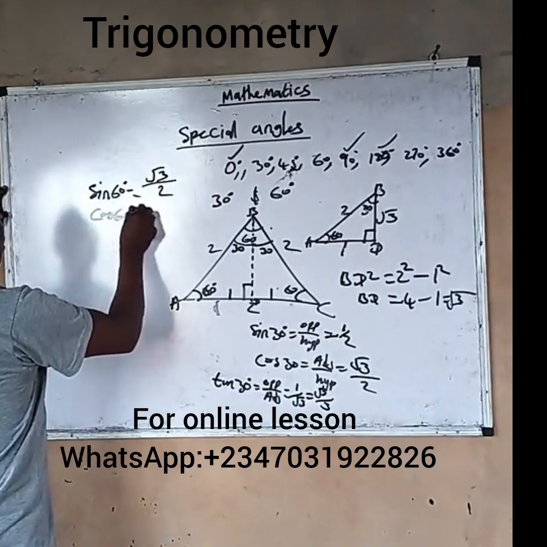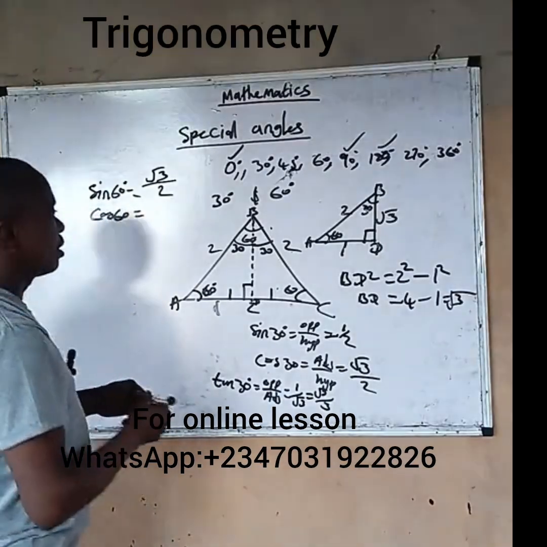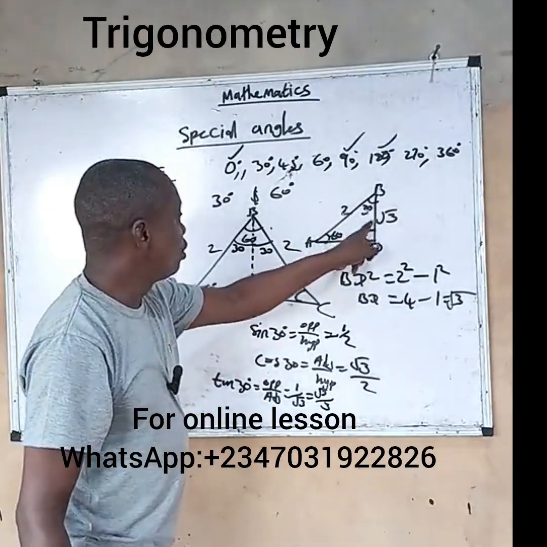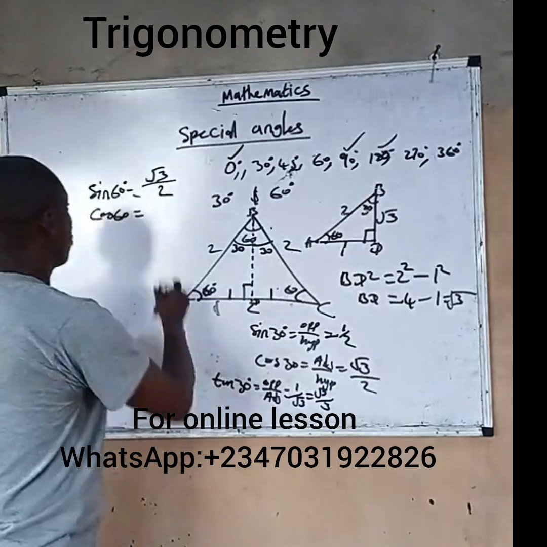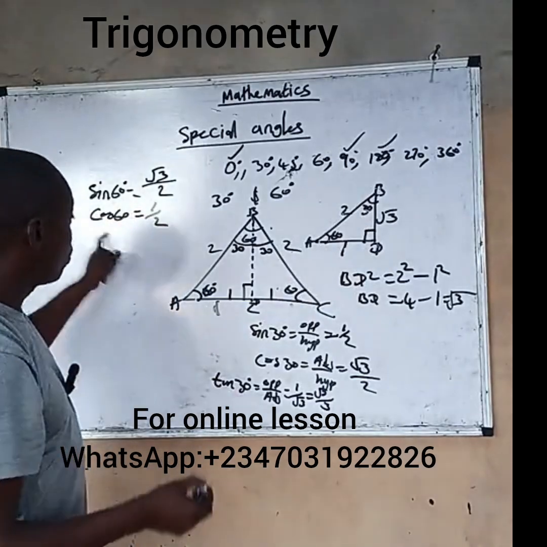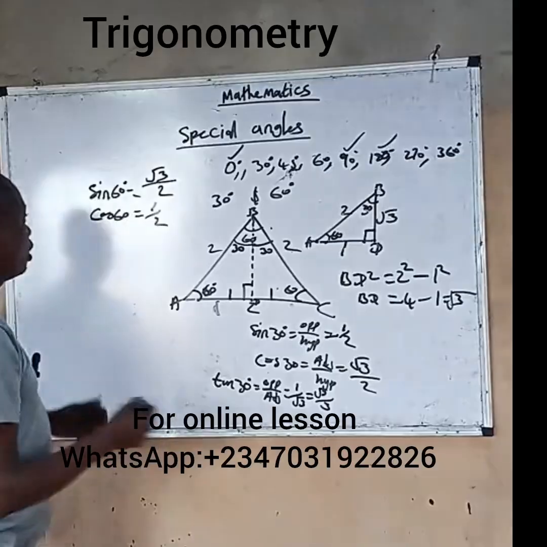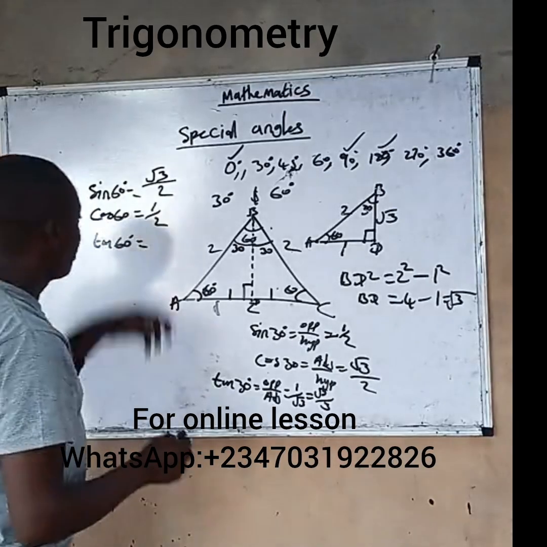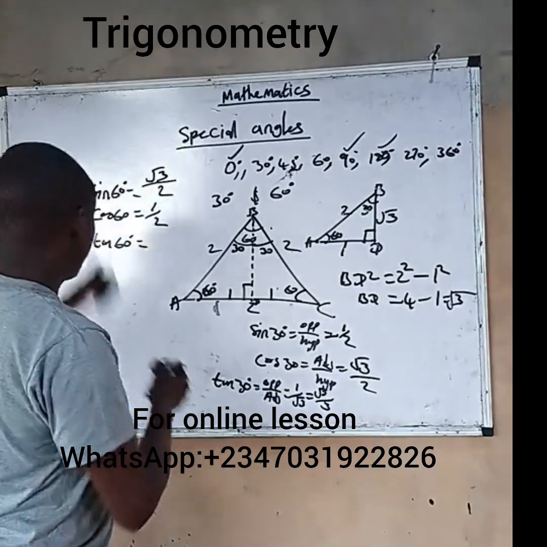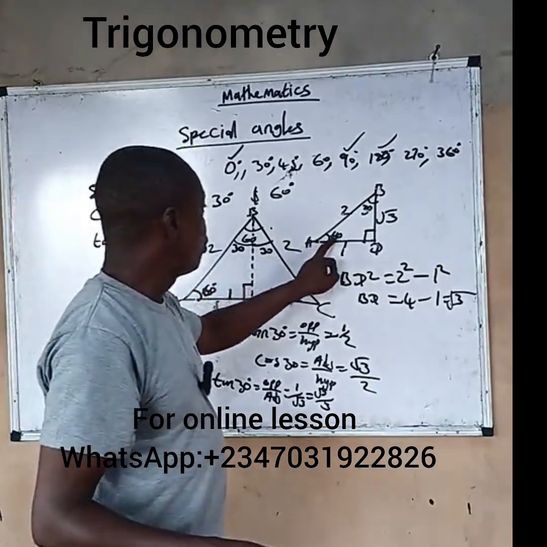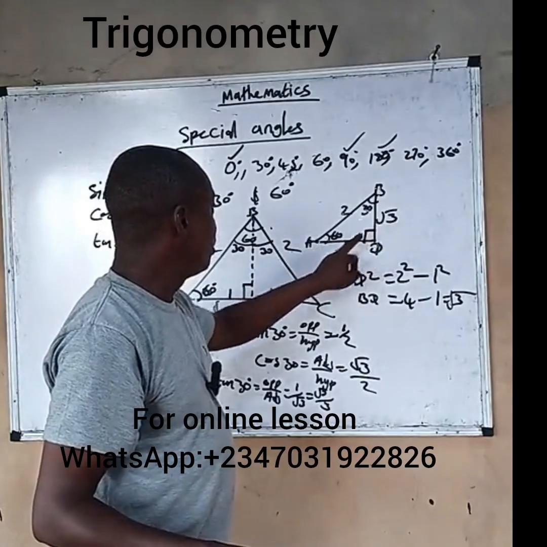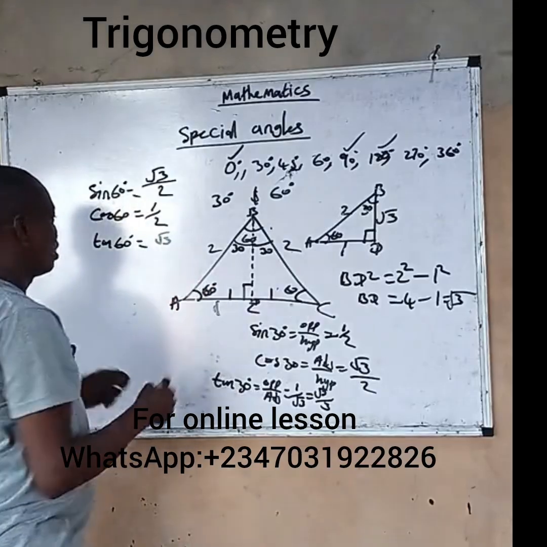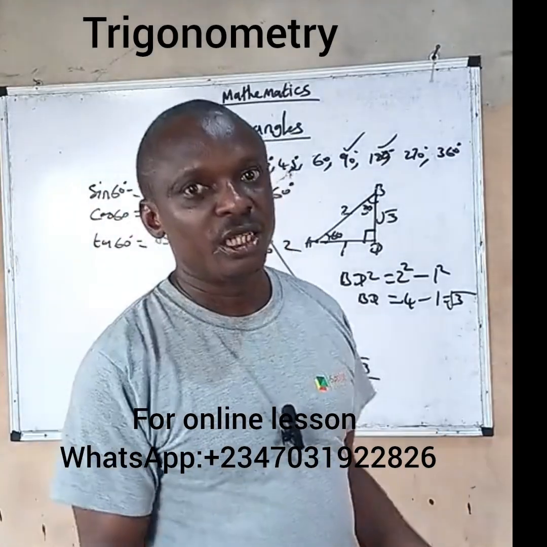Now cos 60. Cos 60 is adjacent over hypotenuse. Now the adjacent, this is the 60, so here becomes your adjacent, here's your hypotenuse, which is 1 over 2. You can see that cos 60 is equal to sine 30. That relationship. Then tan 60 degree. Tan 60 is opposite over adjacent. Where is the opposite to the 60? Is here. Where is the adjacent? Is here. So it is root 3 over 1, which is same as root 3. So tan 60 degree is root 3.